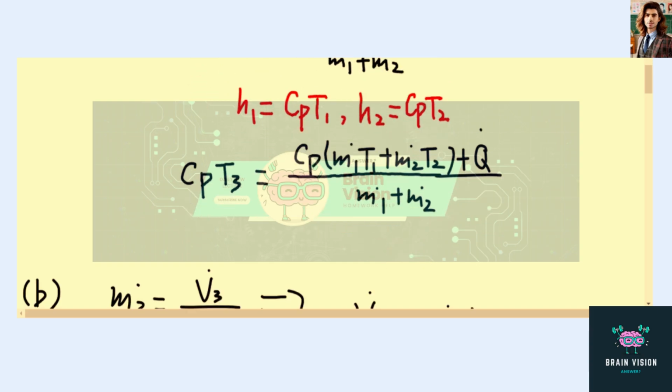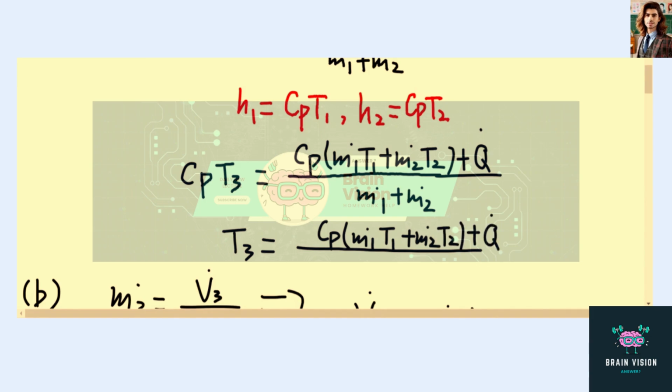So we can move Cp to the right side. We'll have T3 simply equal to Cp times M1 dot T1 plus M2 dot T2, plus Q dot, over Cp times M1 dot plus M2 dot.